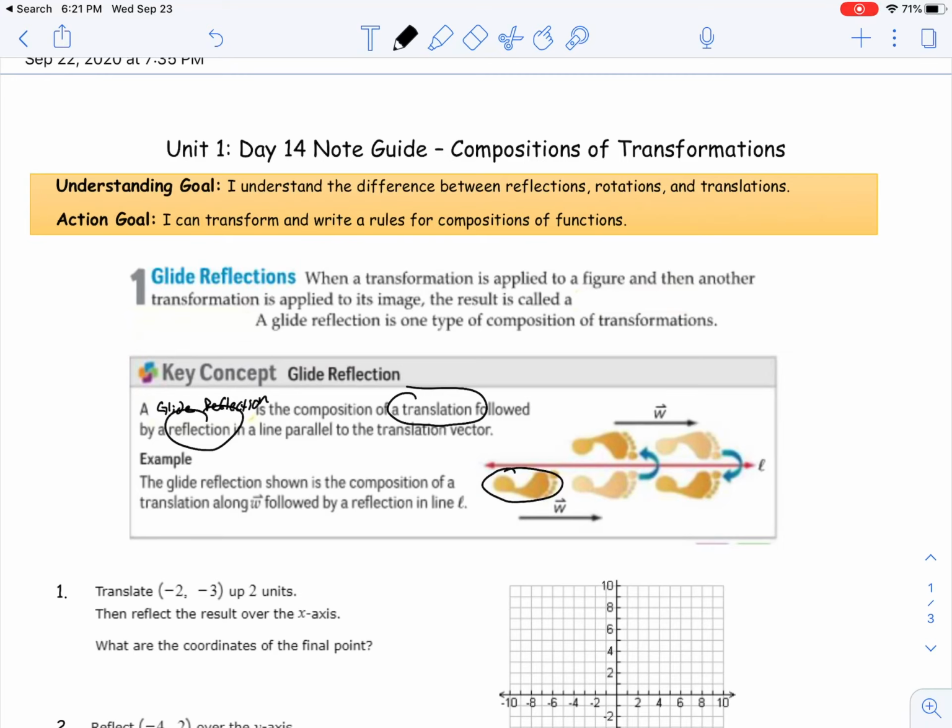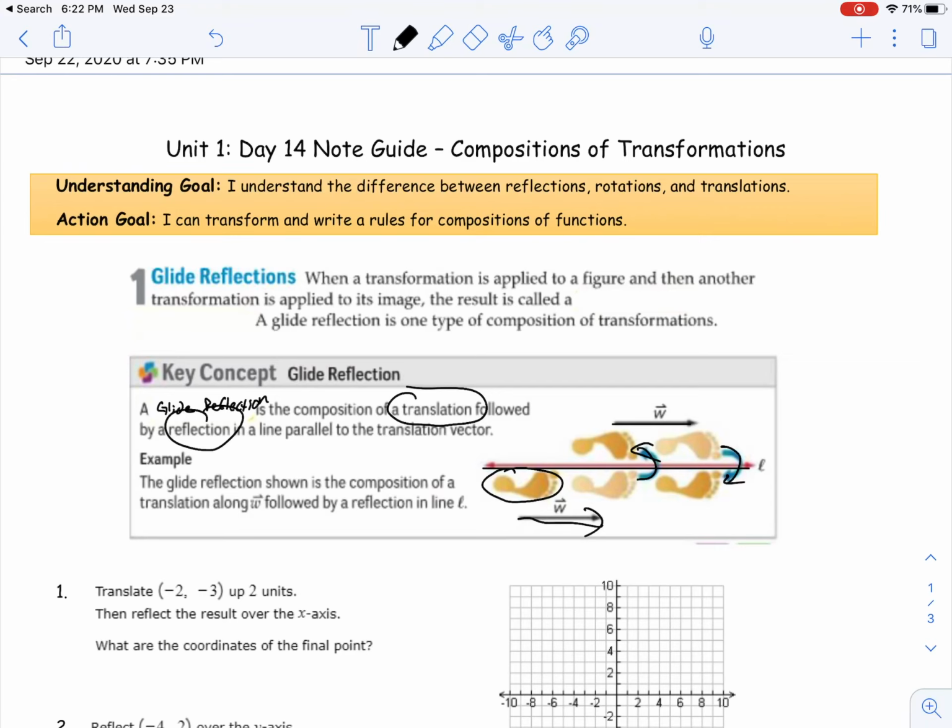So let's just take this footprint. That's what we're moving. We're moving it in this direction, which is really this line. But then we're reflecting it over that line. Then they glide again, it looks like, and they reflected it back over. So they really did two glide reflections on this one.